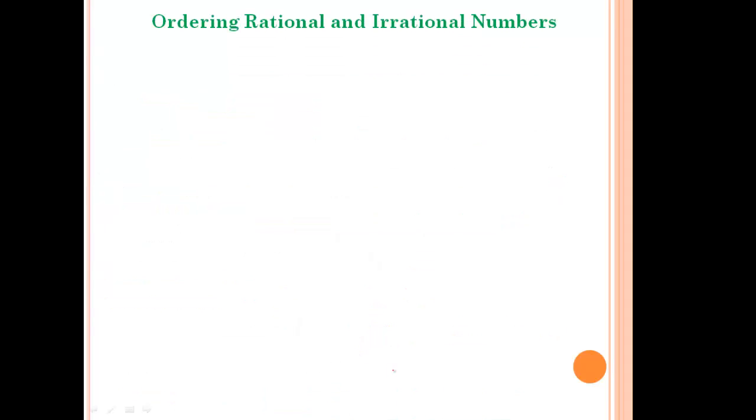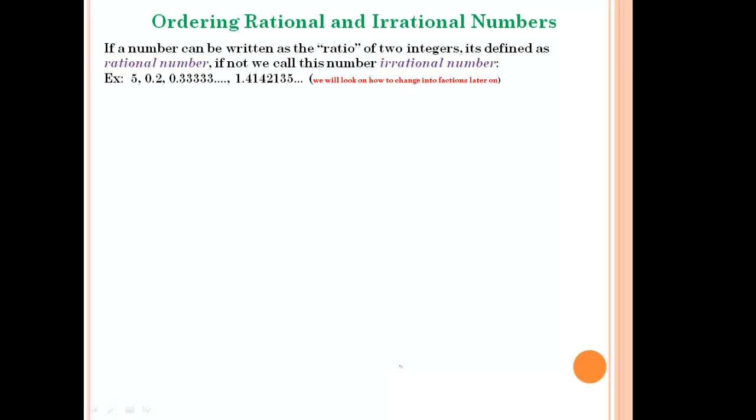Now ordering rational and irrational numbers. If a number can be written as a ratio of 2 integers, it's defined as a rational number, and you can see rational coming from ratio. If not, we call this number an irrational number. Let's have a look at this example. 5. Can we write 5 as a fraction or ratio? Yes, it's 5 over 1.